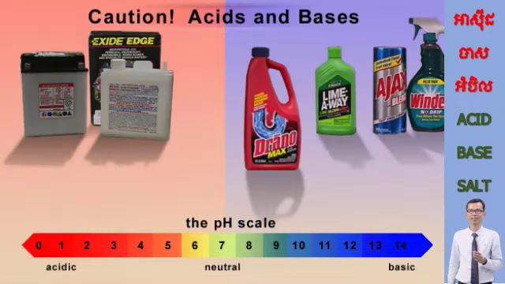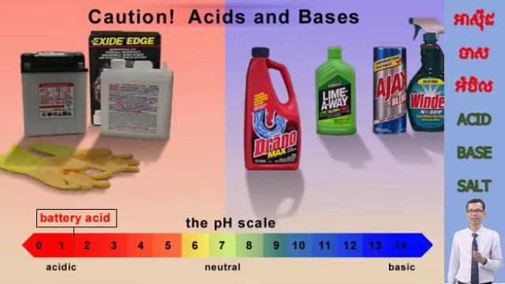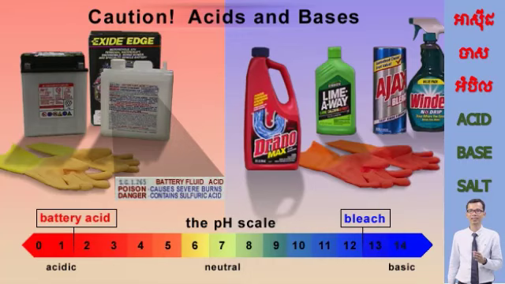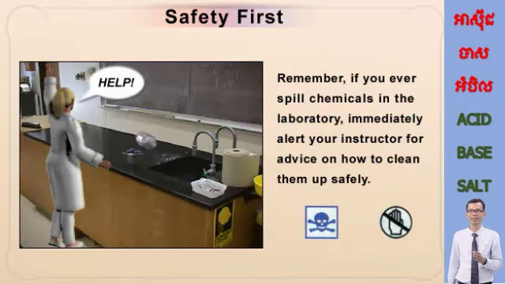You may already be familiar with some well-known characteristics of acids and bases. Certainly you wouldn't want to handle battery acid with your bare hands. Nor would you want to use certain household cleaners without gloves and proper ventilation. Battery acid is a solution of sulfuric acid, and many products, such as drain openers, are strong bases. Acids and bases can burn your skin and must be handled with caution. Remember, if you ever spill an acid or base in the laboratory, immediately alert your instructor for advice on how to clean it up safely.